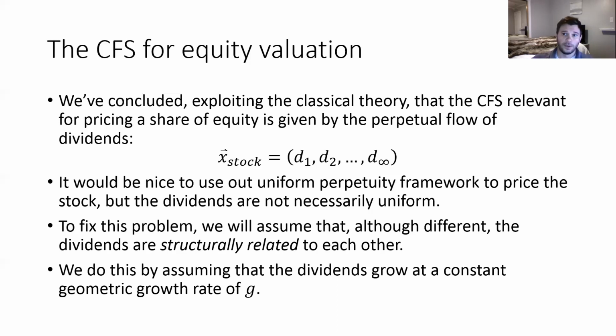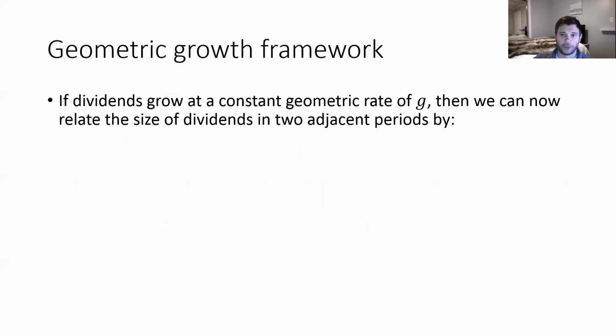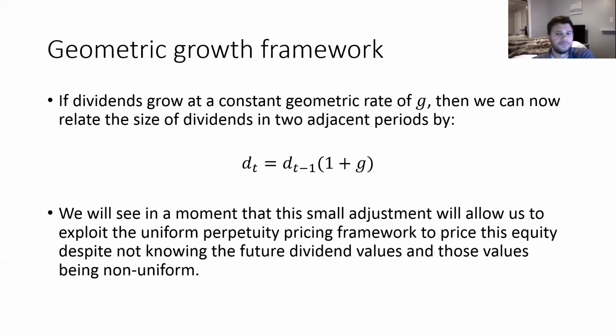Okay, within this geometric growth framework, we're basically asserting that the dividend in period T is going to be tied to the dividend value in the previous period by this growth rate of G. So if we take dividend T minus 1 and multiply it by 1 plus G, that should give us the larger dividend next period, assuming the growth rate is positive. We'll see in a moment that this small adjustment will allow us to exploit the uniform perpetuity pricing framework to price the equity despite not knowing the future dividend values. How do we get around not knowing them? Well, we assume that they grow at some constant rate, which essentially allows us to project those values from the starting point.